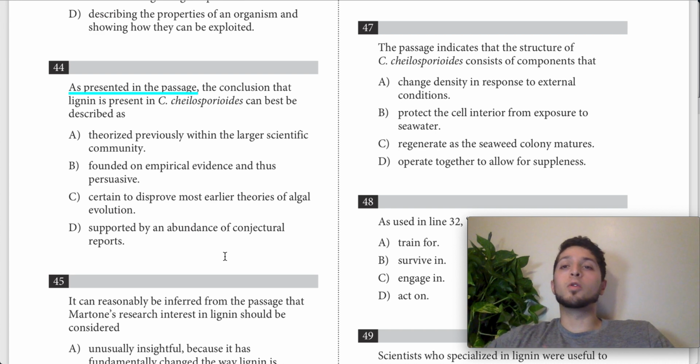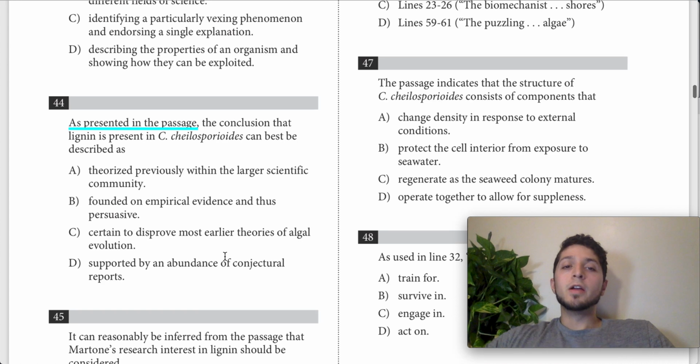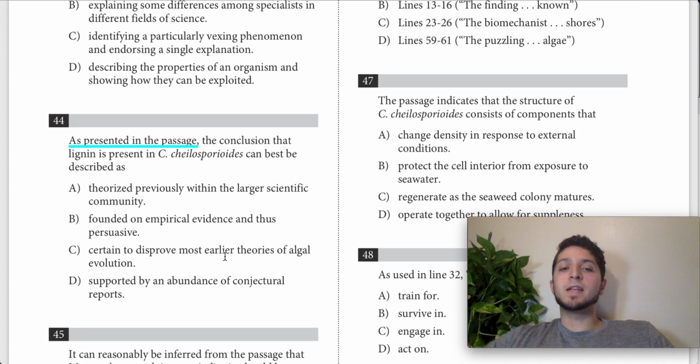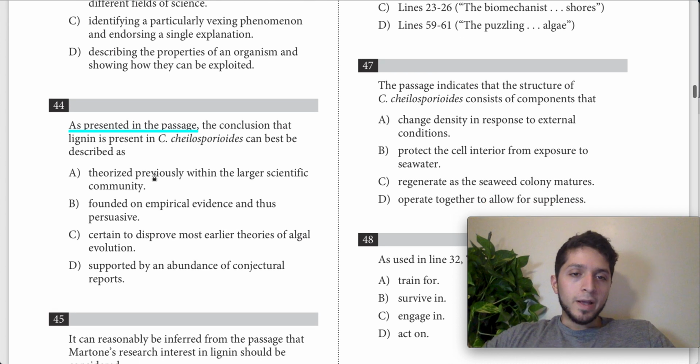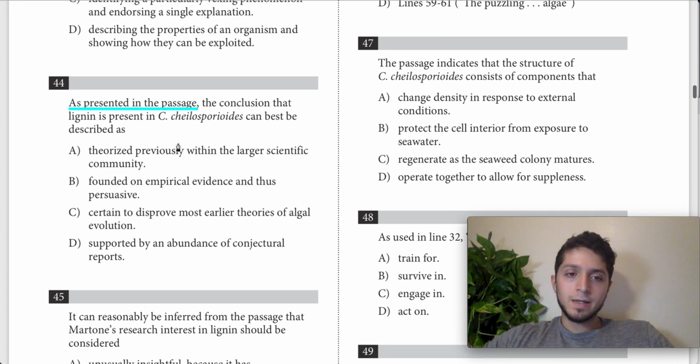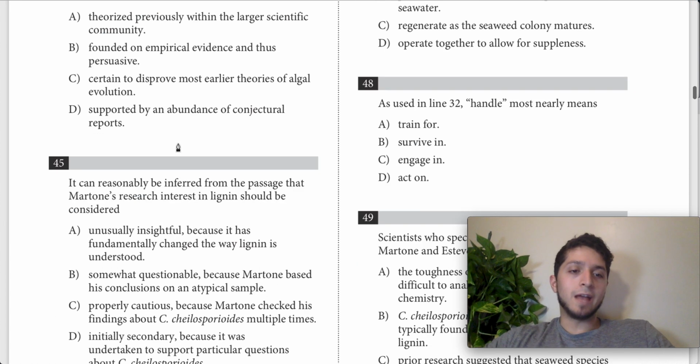Normally it'll say "according to the passage" or "in the passage," and here it says "as presented in the passage." So the first thing we need to do is look for specific text that will tell us about the conclusion that lignin is present in this, and I'm going to call it this algae.